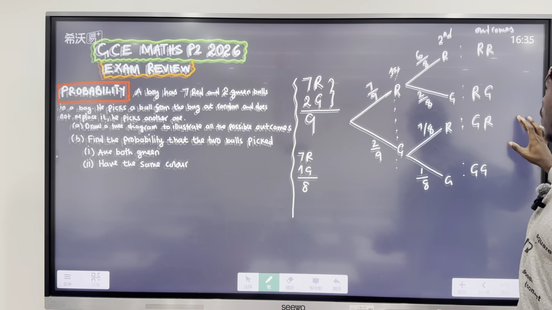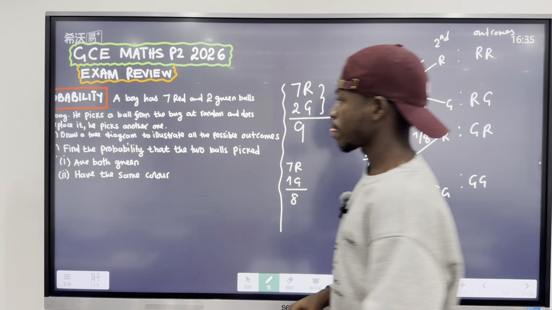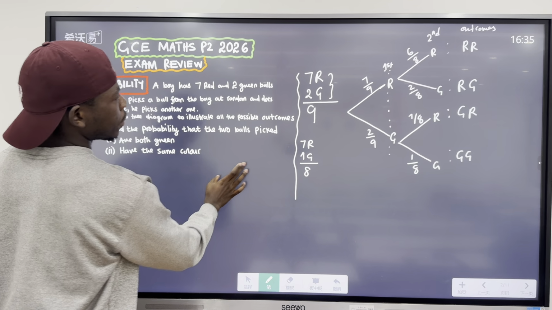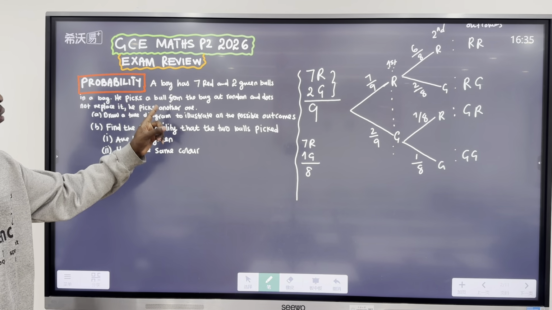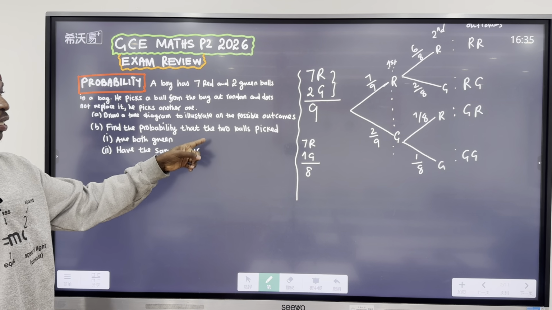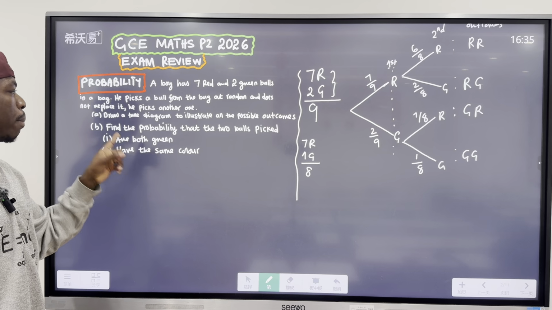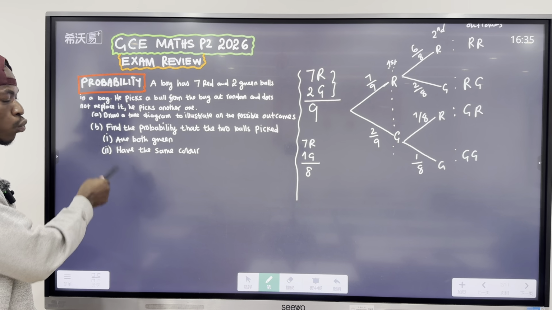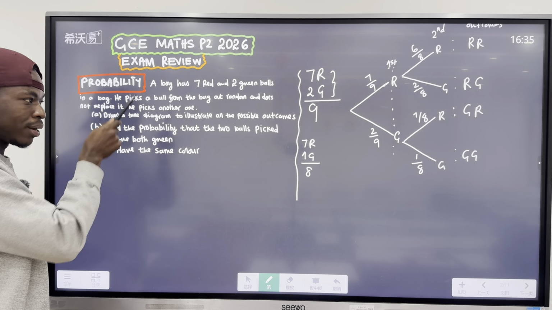Okay, now after drawing our tree diagram, what follows? Okay, when we draw our tree diagram, the questions become easy. So the question now will say, find the probability that the 2 balls picked are both green. Remember, we're picking 2 balls. What is the probability that the 2 balls that we've picked are both green?